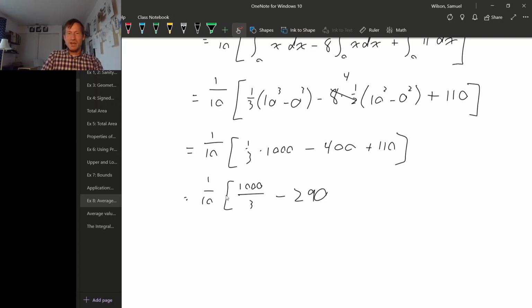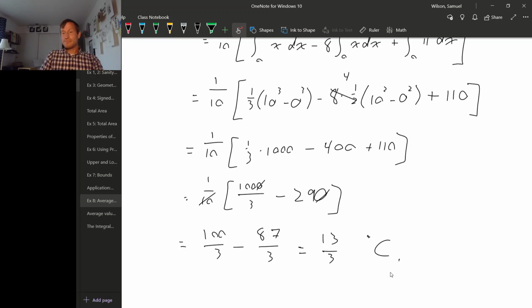While we're at it, we might as well divide by 10 to get rid of those zeros. So we have 100 over 3 minus, let's see, 29 is the same thing as 87 over 3. So 100 over 3 minus 87 over 3 is 13 over 3. So the average temperature of that rod was 13/3 degrees Celsius. So you can see that conceptually an average value is kind of tricky, but now that we have a formula in hand, it's just a matter of calculating a definite integral.